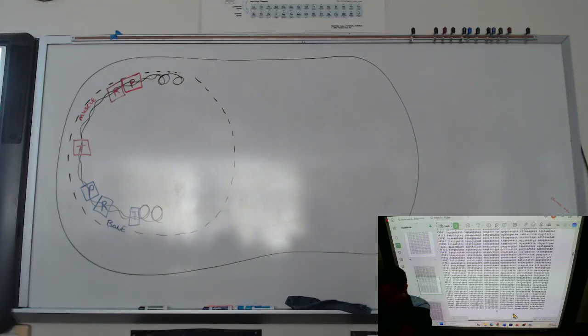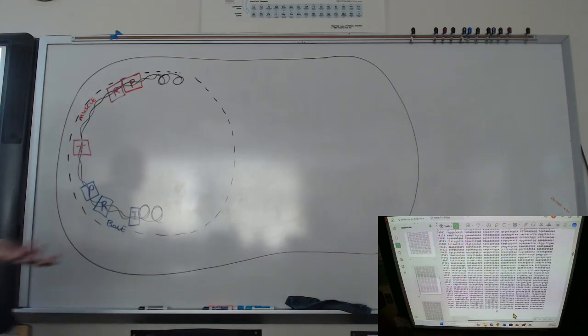If I know that this side is G, G, G, G, G, I don't need to read this side. I know that it's supposed to be C, C, C, C, C, right? Assuming no mutations. So they're just reading down one side of the DNA. So that's what this is. This is one side. And then they just number the bases.